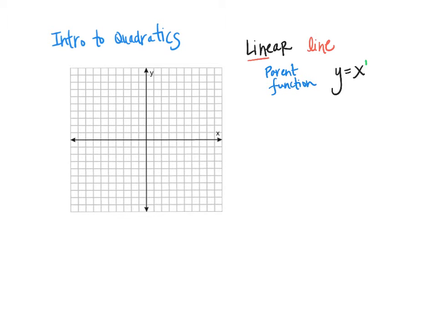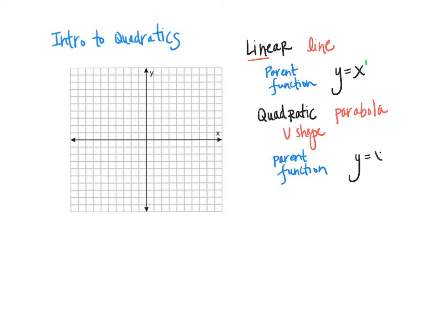Well, today we're going to start graphing quadratics. And what makes something a quadratic and what does it look like? Well, it's going to be a U shape when we graph it in just a moment, and we call that U shape a parabola. Now, we also have a parent function for the quadratic, and it looks like y equals x squared. And I just think of parent functions as the easiest function of that type. So y equals x squared is the easiest quadratic.